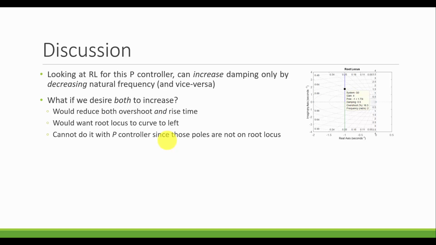The root locus is showing us the only poles that we can choose from for any amount of gain. So what we're going to investigate next is what if we use a different controller? We're going to look at the PD controller, and that's going to give us the flexibility to actually change the shape of the root locus even though the plant is going to remain the same.